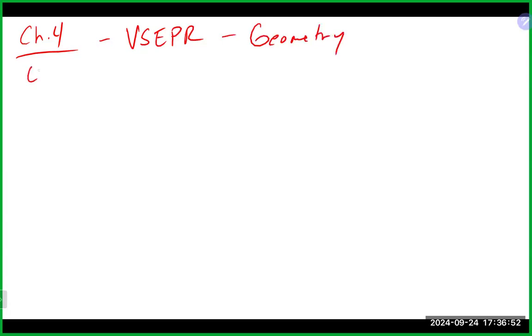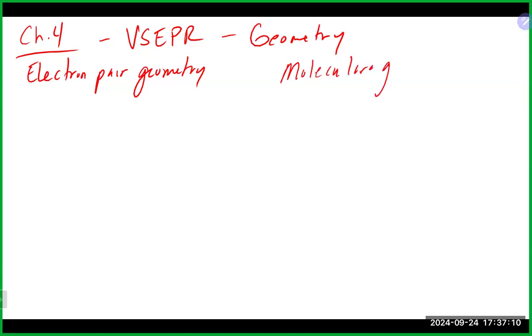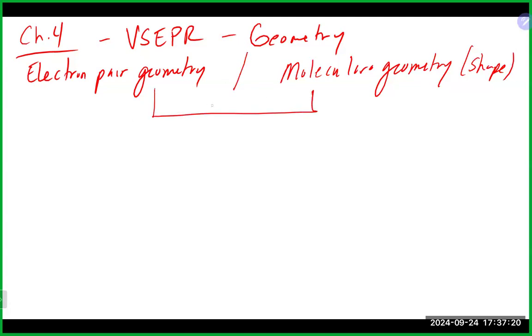We talked about the electron pair geometry, which describes how the electrons are arranged around the central atom. Again, when you're doing geometry, it's always the central atom that's most important. And we also talked about the molecular geometry, and that is also sometimes referred to as the shape as well. As we saw in certain cases, both of these names will be the same.